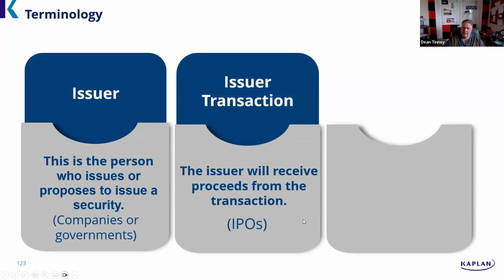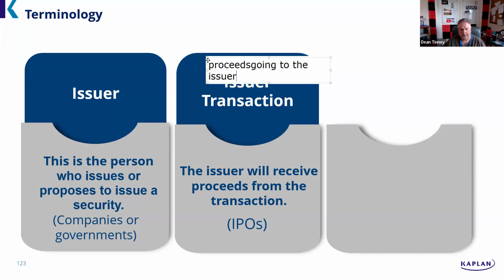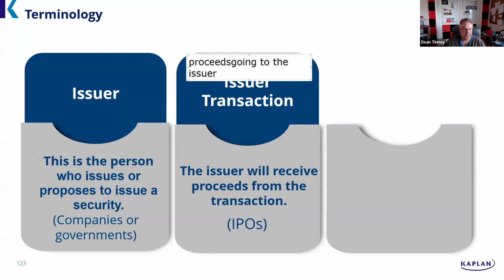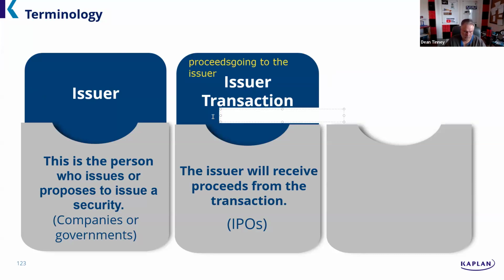This is important. So in issuer transactions, the proceeds are going to the issuer. We call these primary transactions. All those transactions together are called the primary market. And the state administrator is much more concerned with primary transactions than they are with secondary transactions.